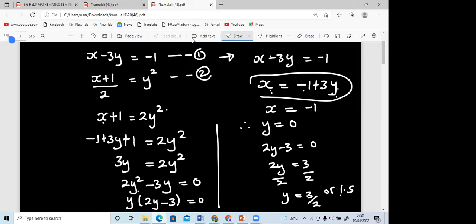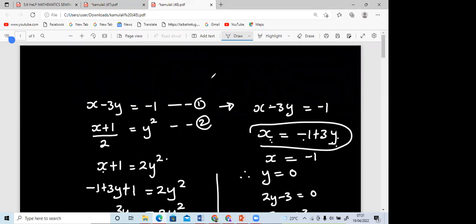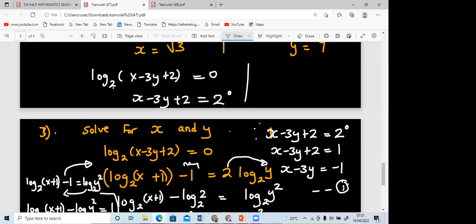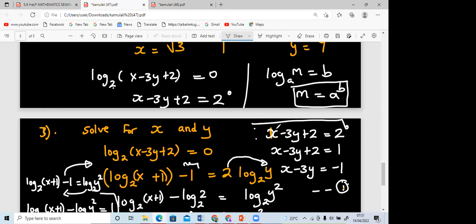I don't know that we have another question, but someone was asking how she got this. Remember that when you have log 2 of (x minus 3y plus 2) equaling 0, always this number can come over this side, and you have x minus 3y plus 2 is the same as 2 to the power 0. Always have this rule at the back of your mind: log base a of m equal to n is the same as m equal to a to the power n. So this is the rule that she used to get the first equation. And any number to the power 0 is 1. Okay.